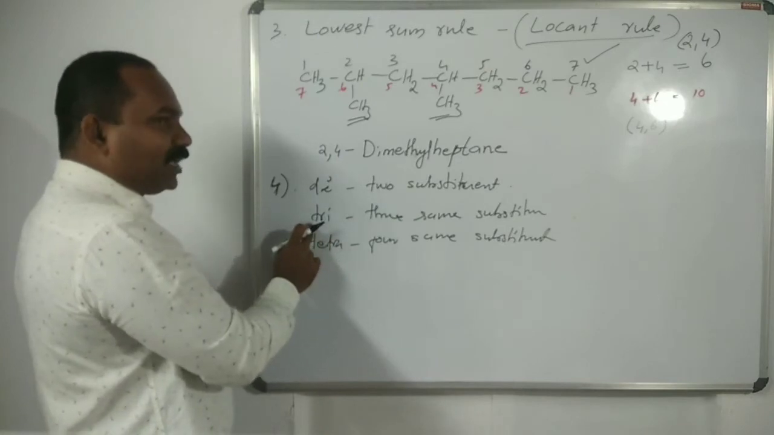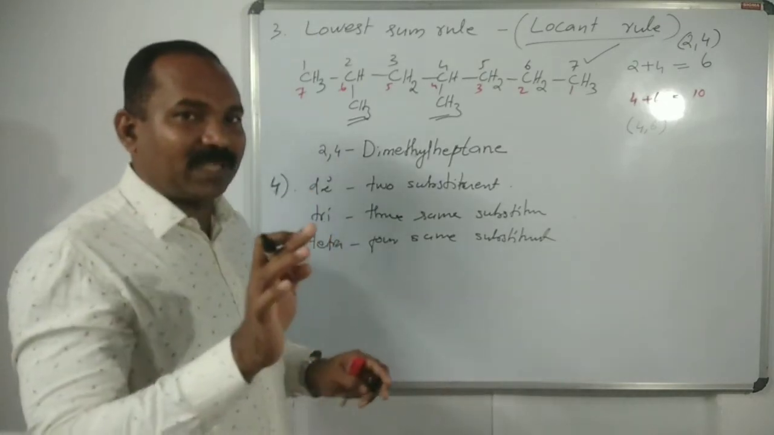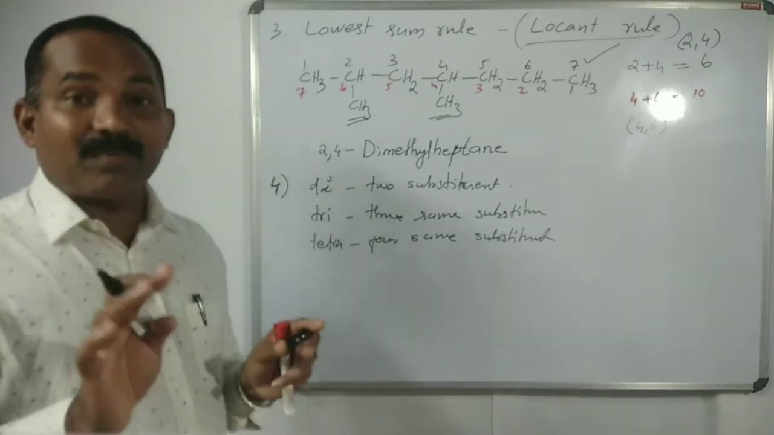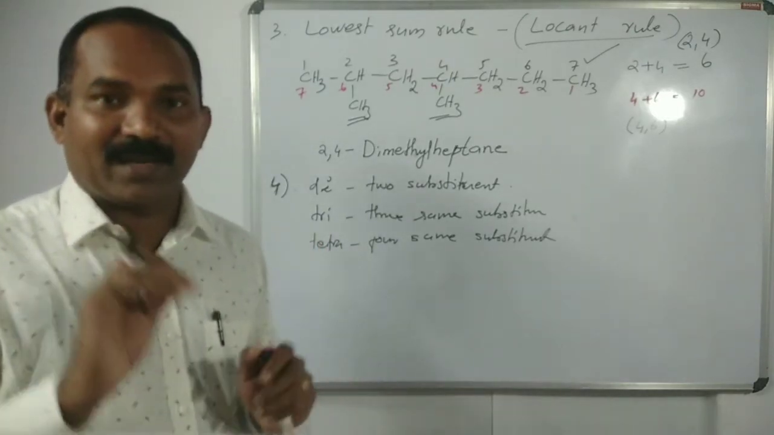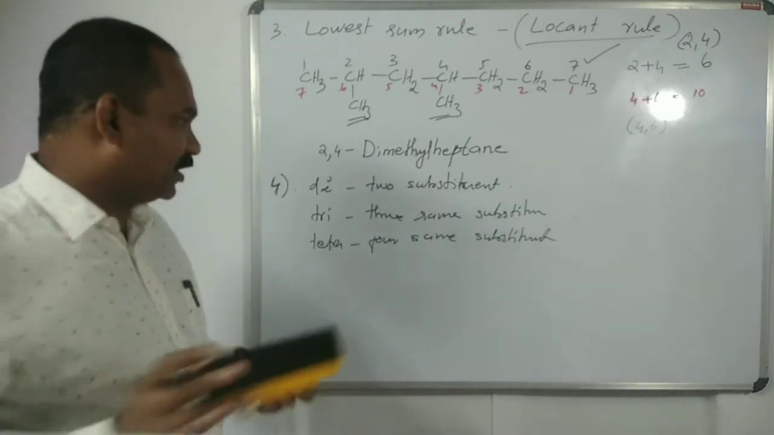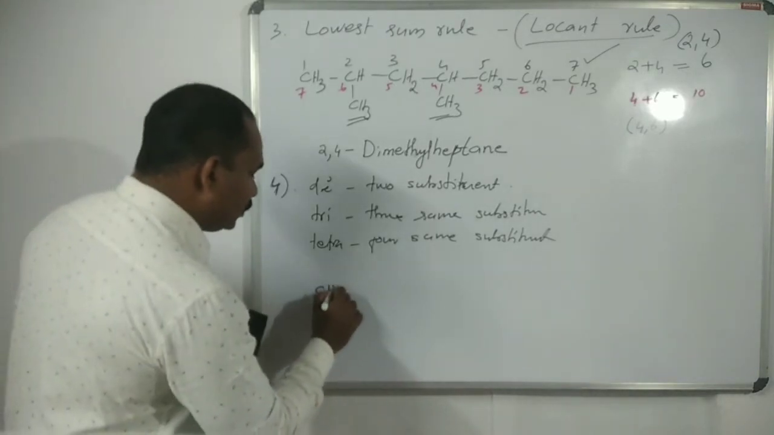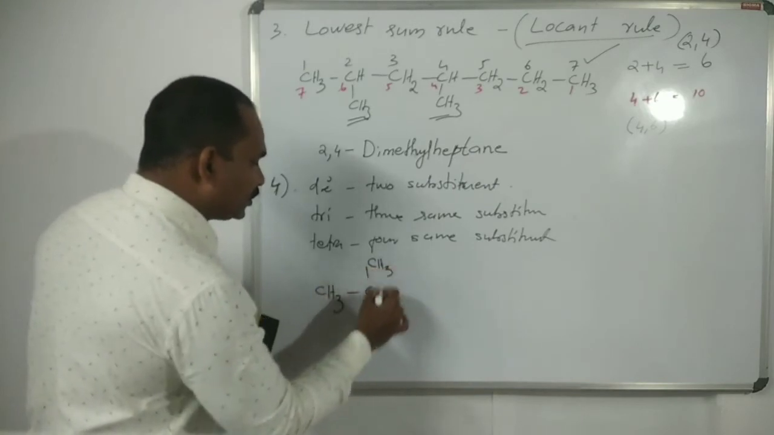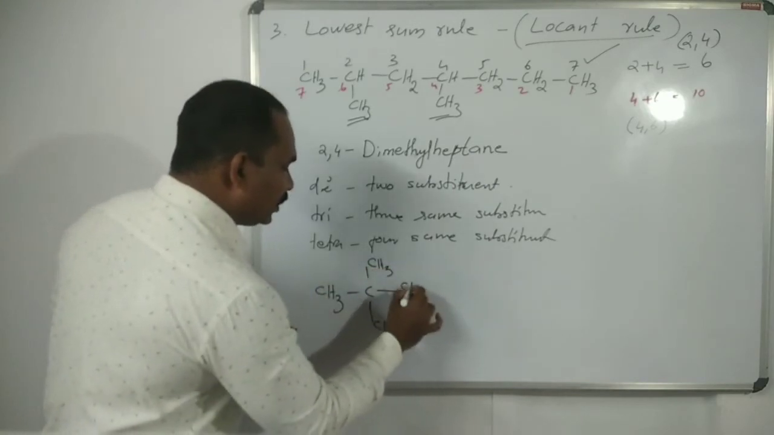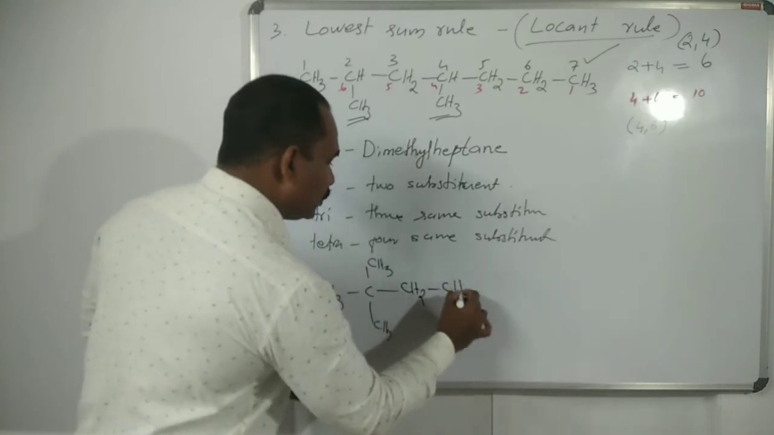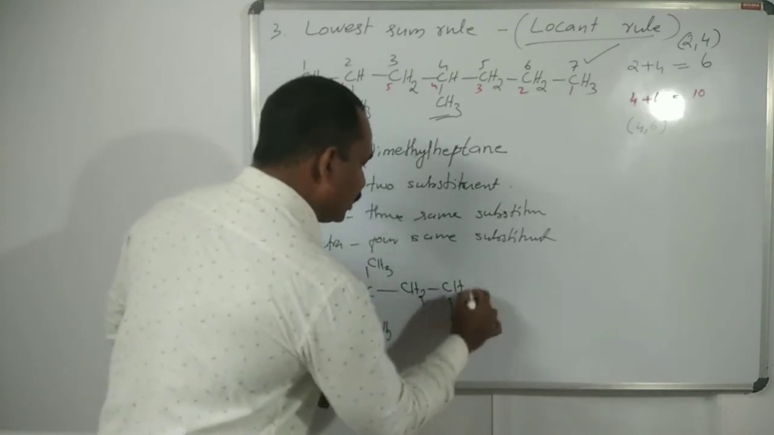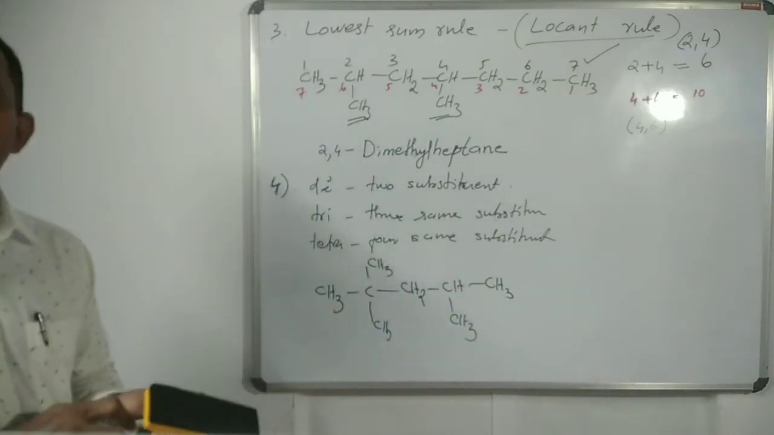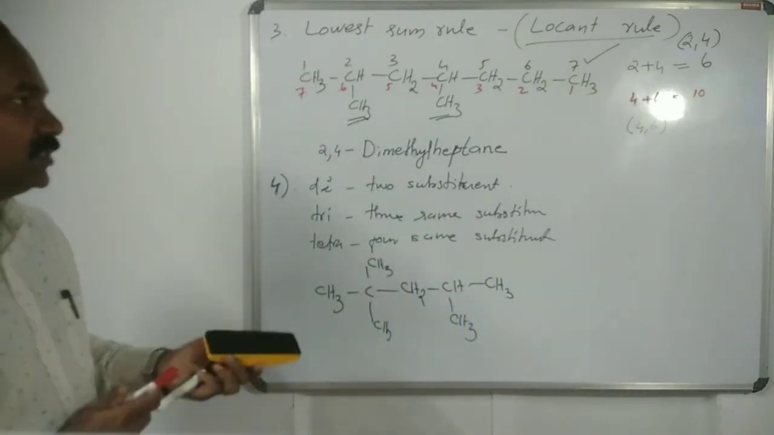Three same groups, same substituent comes, tri. Four same groups come, tetra. Okay, I give one more example. CH3, C, CH3, CH3, CH2, CH, CH3, CH3. Okay, this is the example.